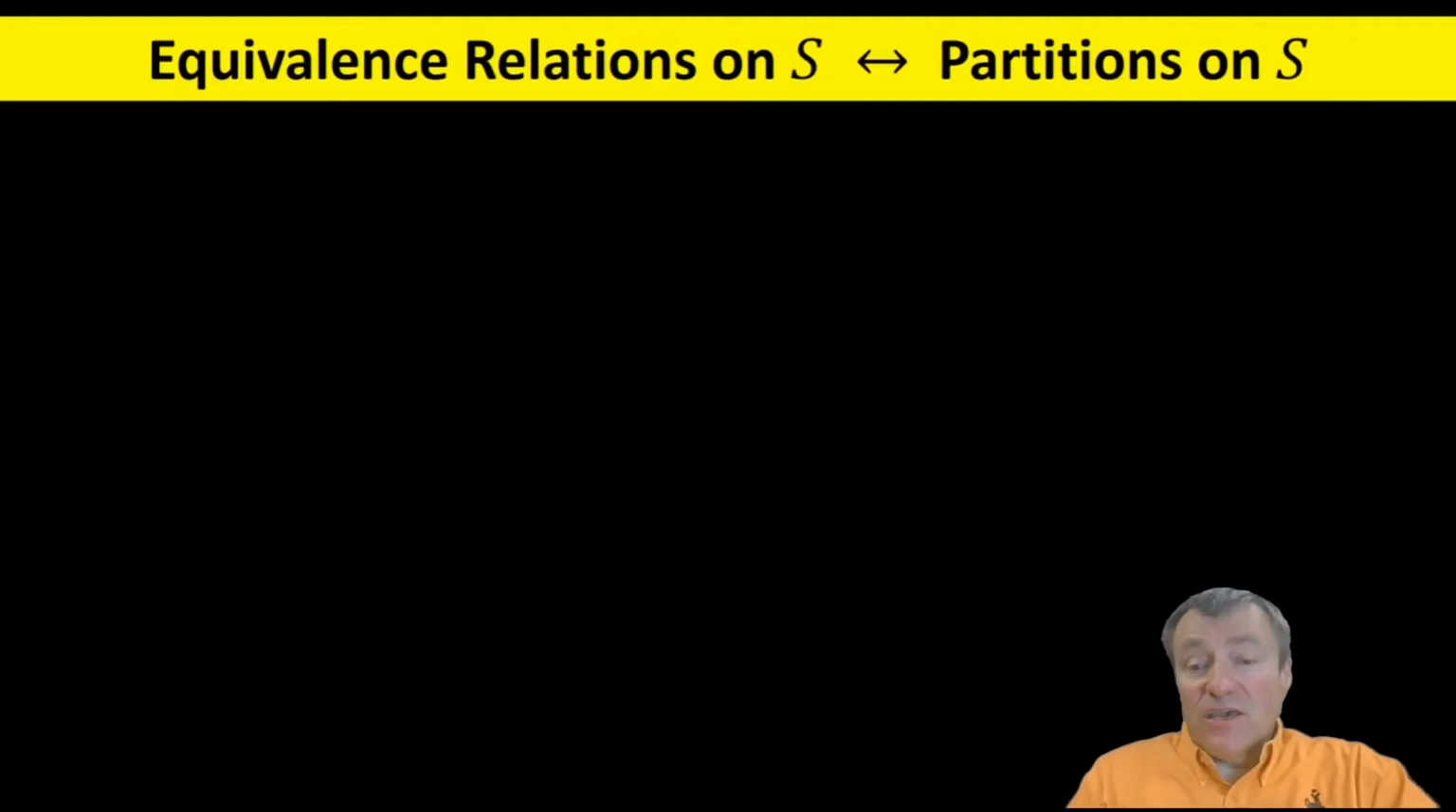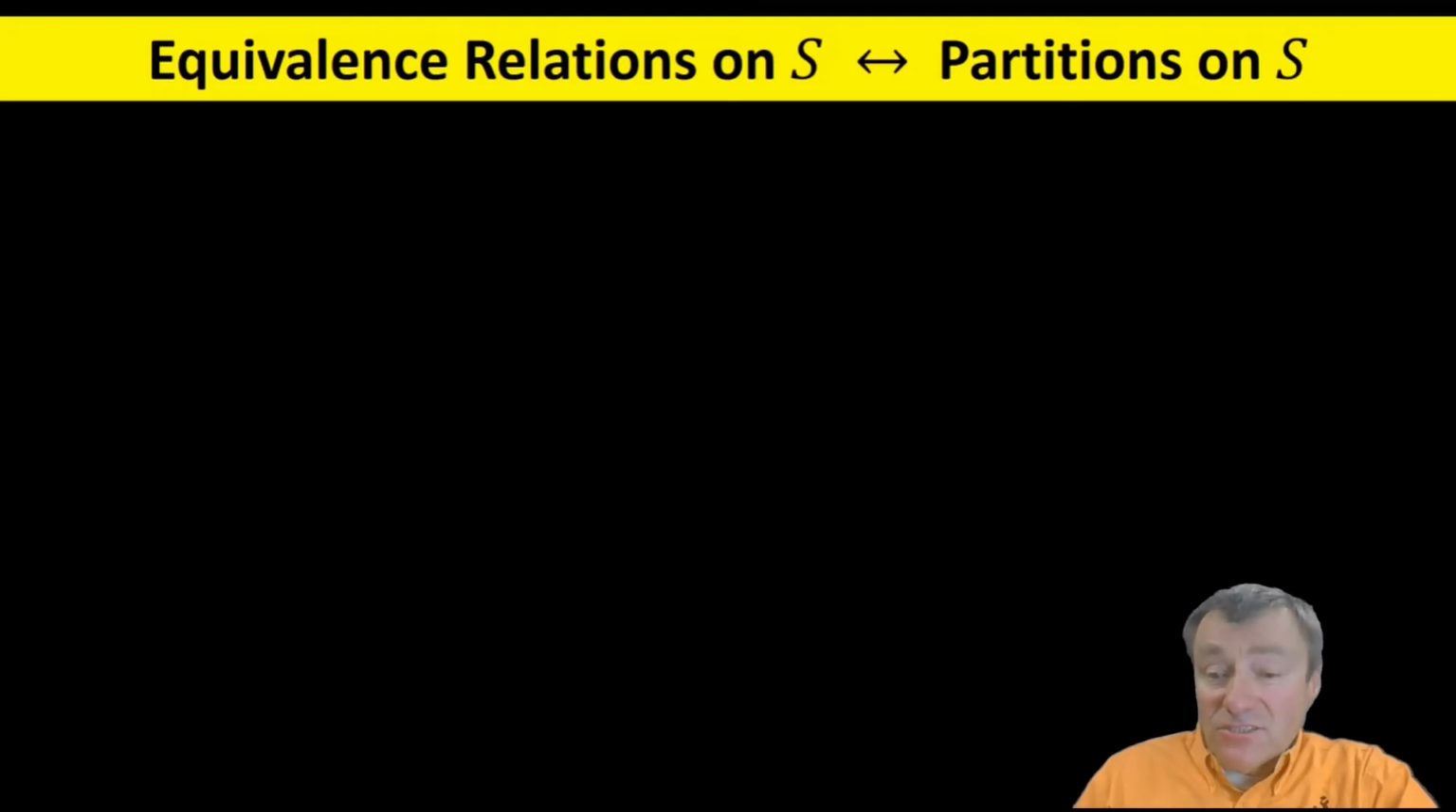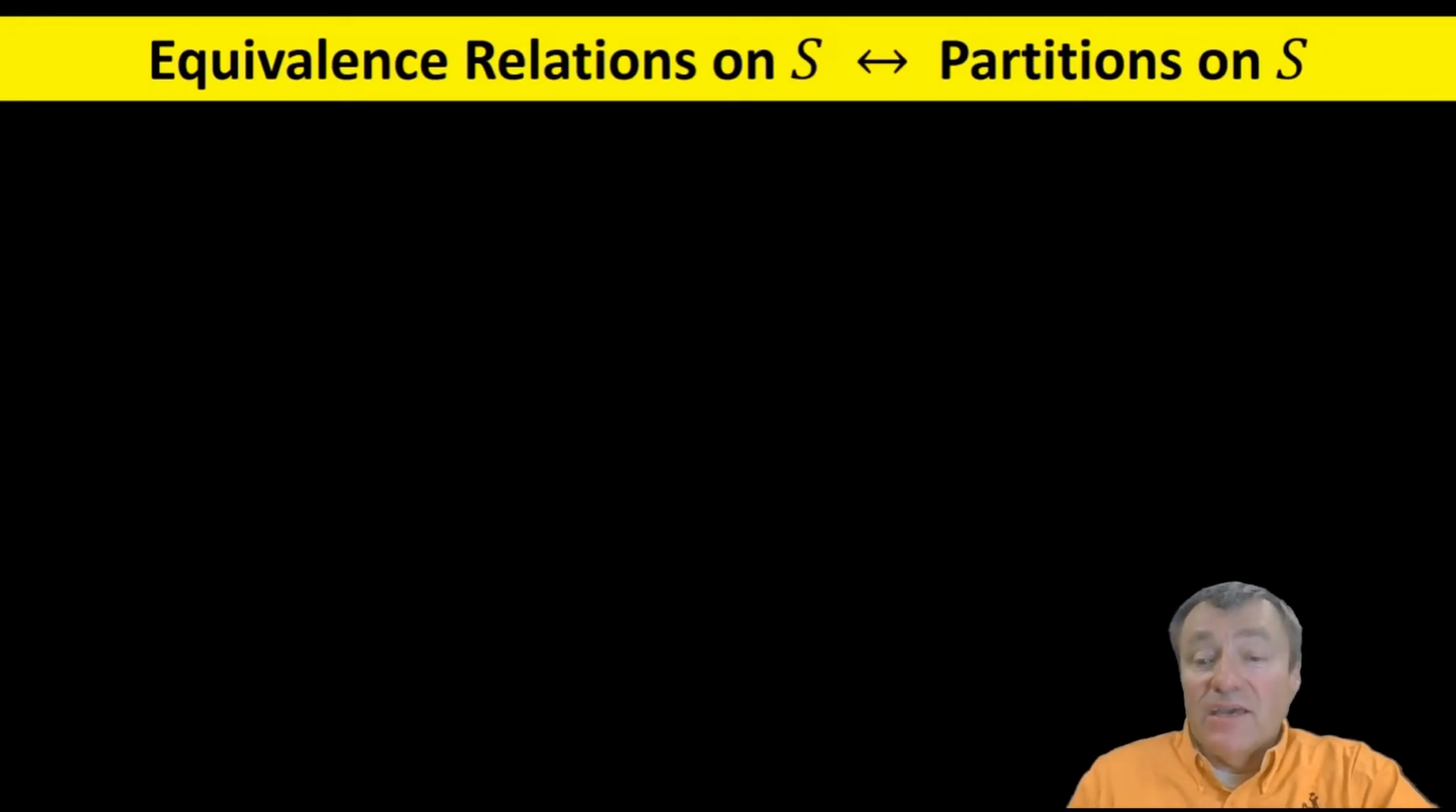So far, I've been talking about partitions and equivalence relations as if they were two separate topics, but actually, these are just two different ways of talking about the same thing, the very same thing. Now, if you specify an equivalence relation on a set S, this determines a partition of S. The other way around, if you give me a partition of S, this determines an equivalence relation on S.